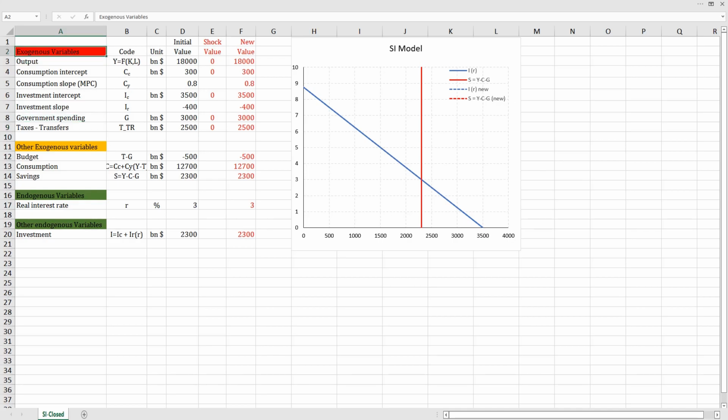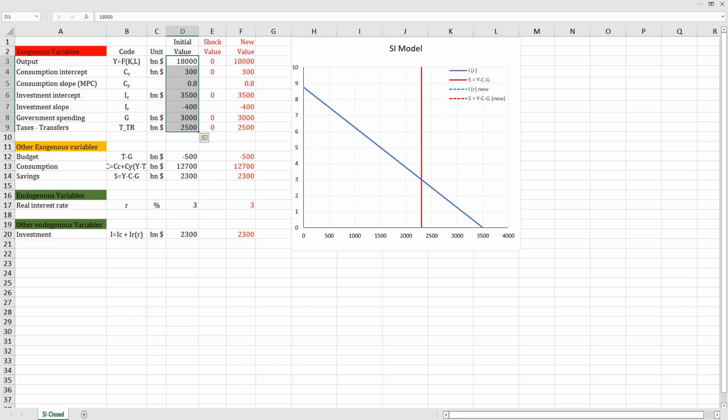So here we have a set of exogenous variables: output, the autonomous part of consumption, the marginal propensity to consume, and then the autonomous part of investments, or the investment function intercept, the slope of the investment function, and the government spending and taxes minus the transfers. So these are our exogenous variables, and these are the initial values of these exogenous variables.